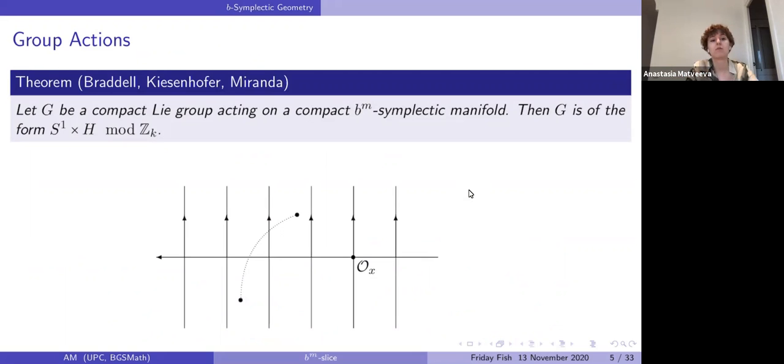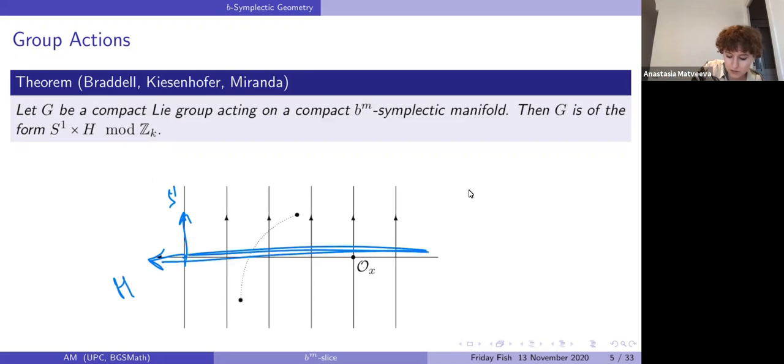There's also a nice theorem by Roshin Breder, Lana Kissenhofer, and Eva Miranda, proving that if you have a compact Lie group action that preserves your BM symplectic structure, then on the covering space it splits into the product of actions S1 times H, which are respectively tangent and transverse to the foliation. So the action splits like this, where this is our hypersurface.